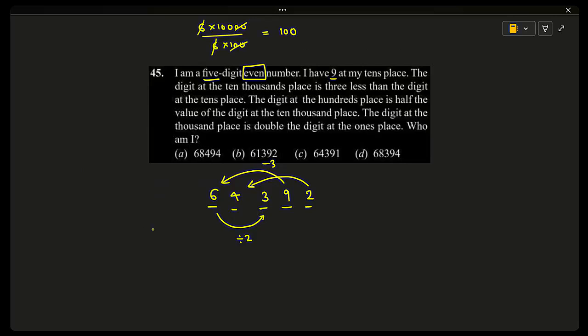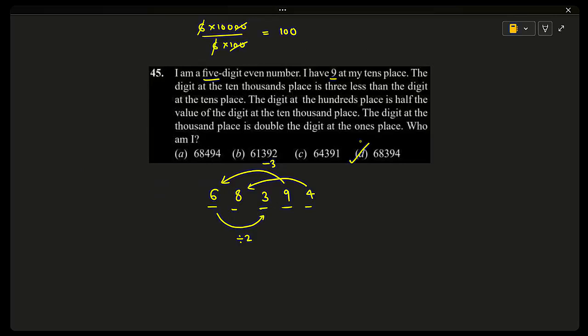So 64,392. This is also not there. So next digit we can take in place of 2 is 4. 4, you double it, you'll be getting 8. 68,394. Yes, it is there, option D.